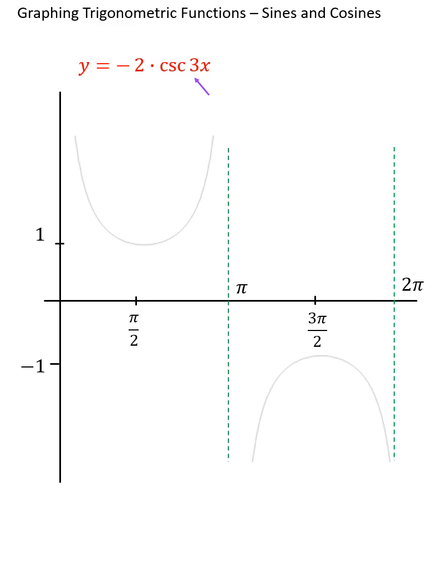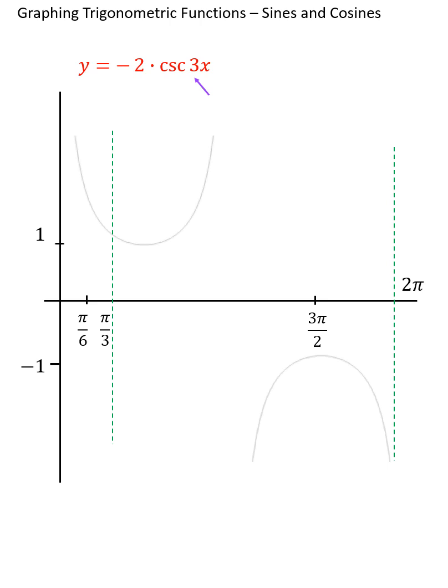So let's start with this 3 here. Because of this 3, there's going to be a horizontal compression by a factor of 3. What does that mean? Well, that means that, for example, the local minimum of cosecant, which occurs at pi over 2, is going to be compressed into 1/3 of the distance to the y-axis, or pi over 6. The asymptote for cosecant, which would normally be at pi, is going to be compressed into 1/3 of that distance, 1/3 of pi being pi over 3.